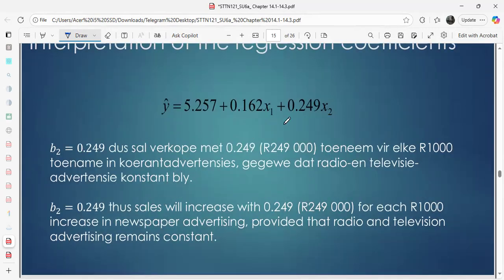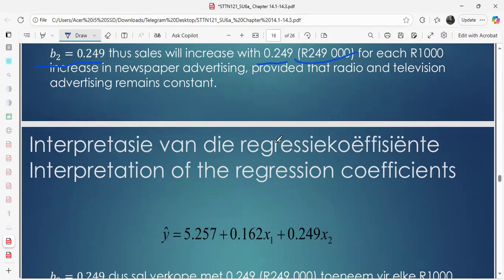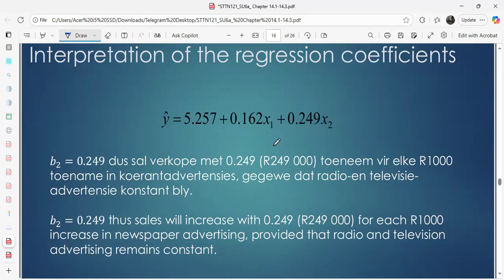Now, to interpret B2, check: this is positive, meaning it's also increasing. So B2 is equal to 0.249. You're going to convert this to 1,000. Thus, the sales will increase by 0.249 for each 1,000 increase in newspaper advertising, provided that the radio and television remain constant. So that's how you interpret B0, B1, and B2.